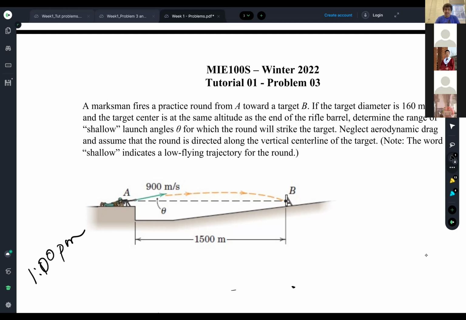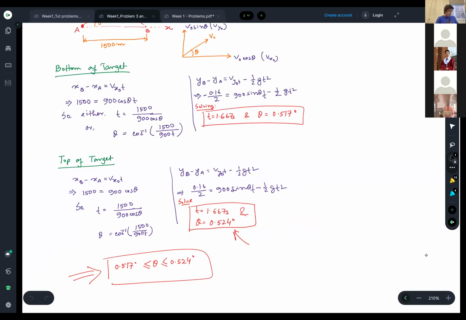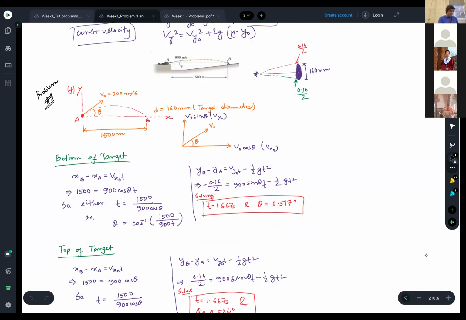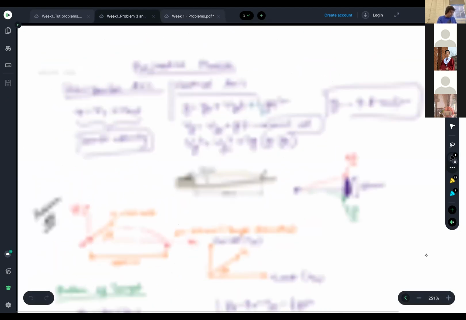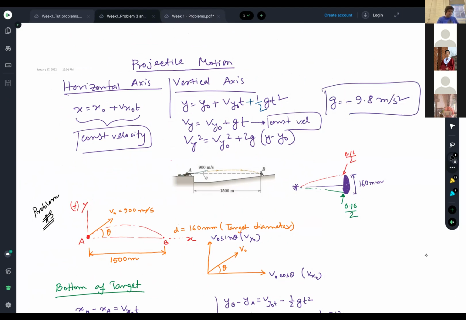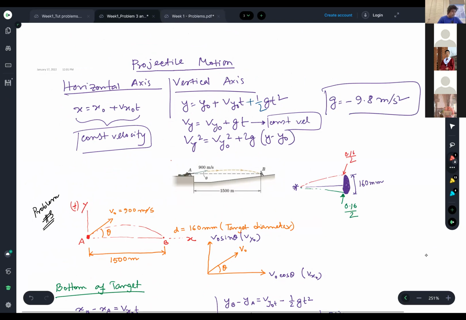Okay, I believe you guys had a chance to solve this problem. I've broken this problem into a few steps so that I can explain it to you easily. First of all, we are going to use the projectile motion equations for this problem.